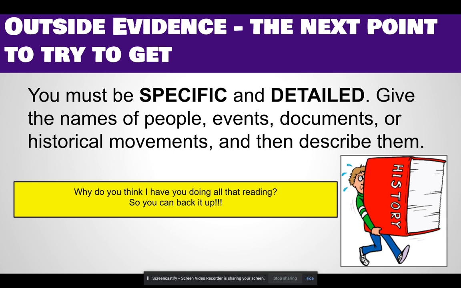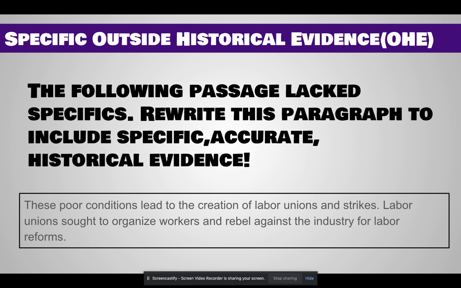Okay, when you bring in your outside historical evidence, your OHE, try to be as specific and detailed as possible. Name names, events, documents, historical movements, and describe them. If you know the dates, that's awesome. Although if you're not sure of the date, try and at least get it in the right decade. This is why you're reading all of that material, so that you have all those historical factoids to back your claims up. And if anything, maybe you'll win Jeopardy someday and give me a shout out.